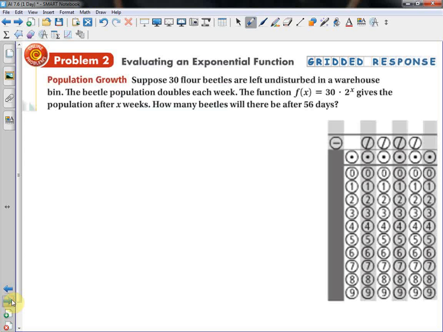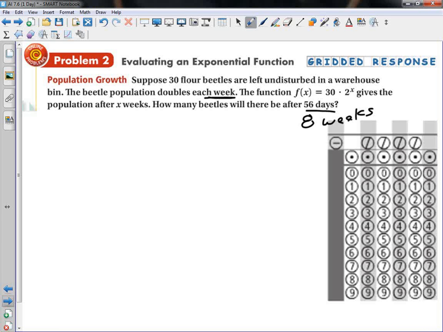All right, so here we have a word problem which talks about population growth of 30 flower beetles. The population doubles each week. The function f of x is equal to 30 times 2 to the x gives the population after x weeks. How many beetles will there be after 56 days? Well, what we need to do is plug in the x value. However, this says the beetle population doubles each week. What did they give us? They gave us days. So we need to convert that days to weeks really quick. And I think that's 8 weeks.